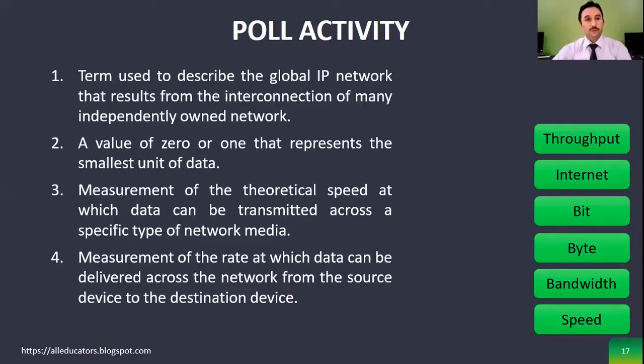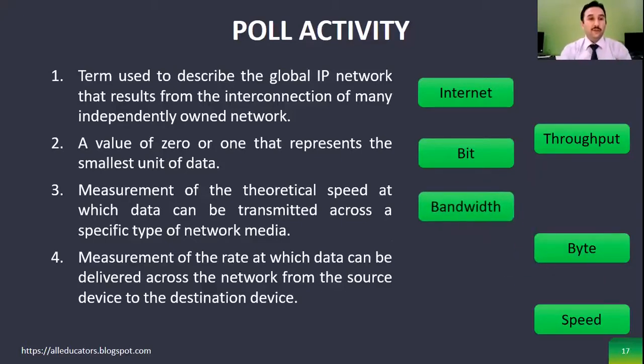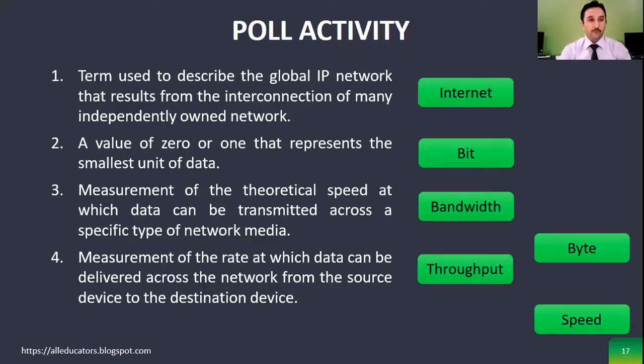Okay, let's continue with the answers. The first one is the global IP network that results from the interconnection. If you see that, this is definitely the internet definition. A value of 0 or 1, we are saying that is a bit, binary digit. The third one is a measurement of theoretical speed. We are saying that is bandwidth. And the last one is, as you see, throughput, a measurement of the rate. Okay. I hope you understand here. Thank you very much. Let's go.